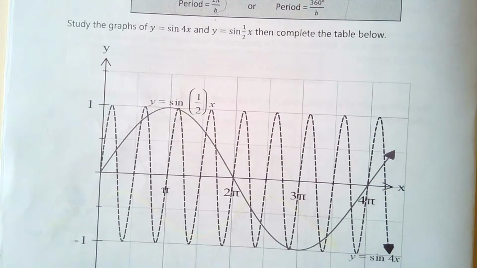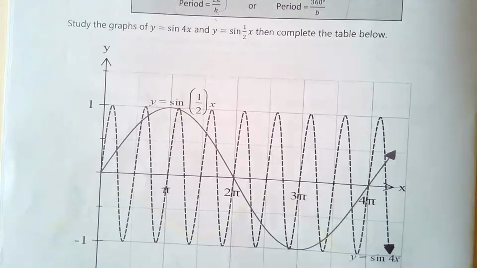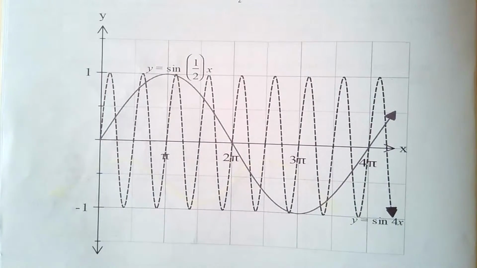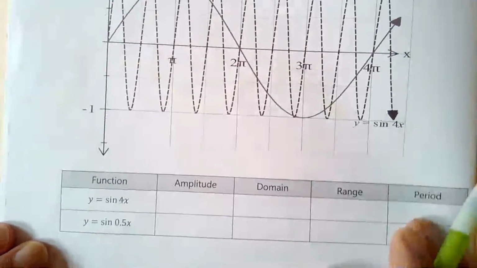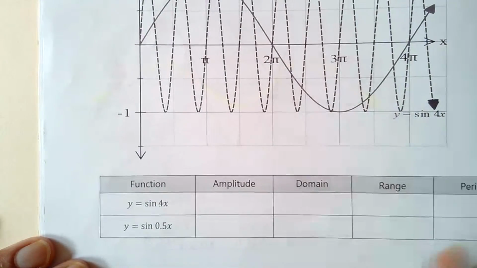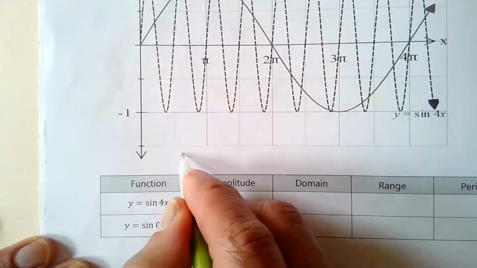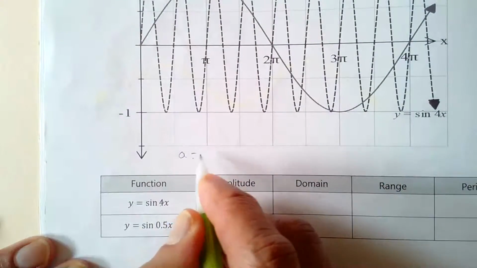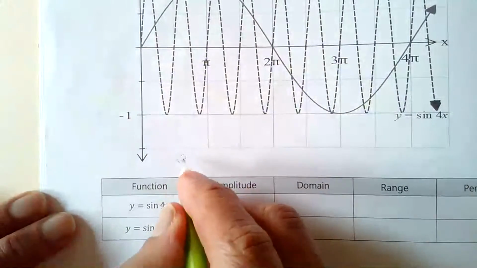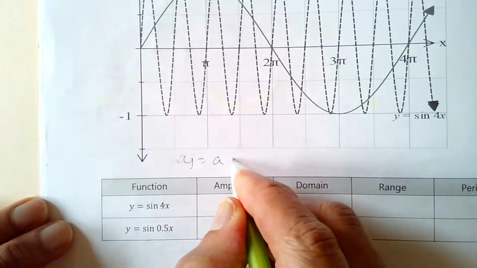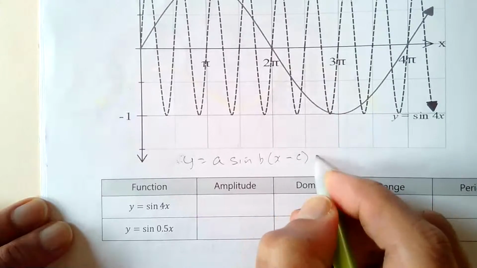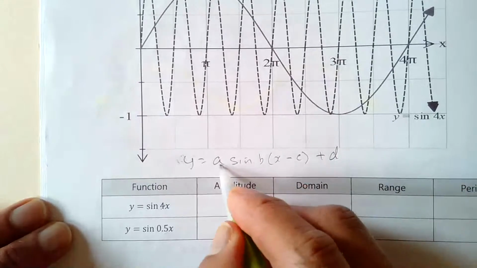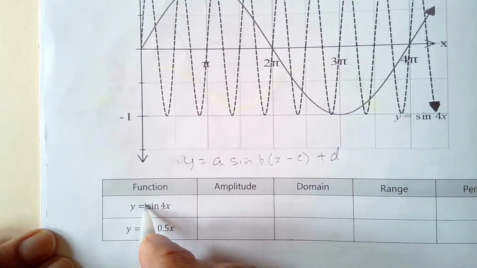So let's look at this example here. Now this is our b value. So here we have our sine. We're going to look at our formula. Remember that the amplitude is in our formula. Let's go back to y is equal to a sine b into x minus c plus d. Your a is the amplitude. So here your amplitude is 1.